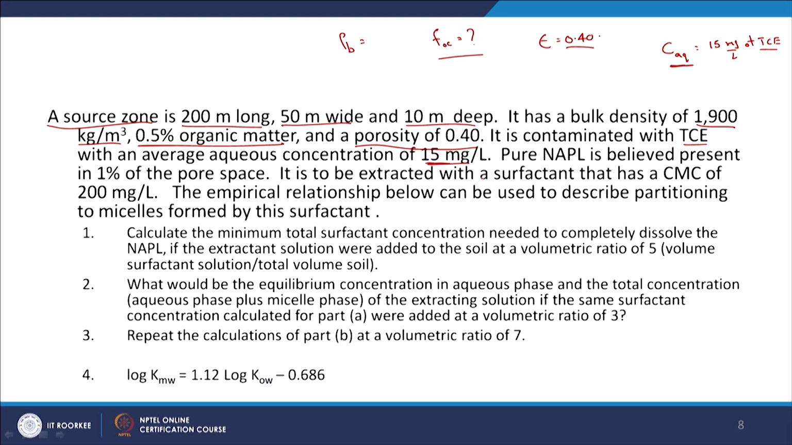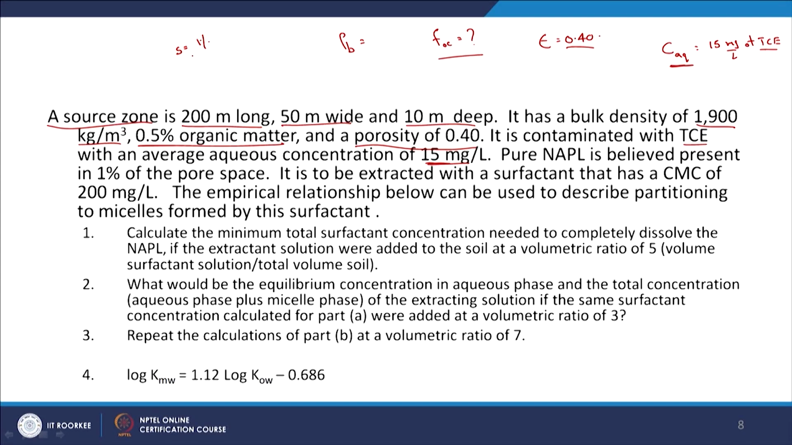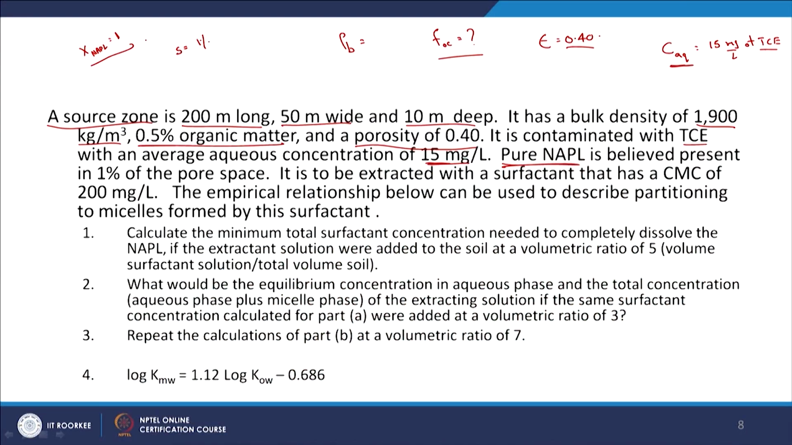And pure NAPL is present in 1% of this pore space, as in the fraction of the pore space occupied by the NAPL is 1%. Again we are saying that the NAPL is pure. So, when I say NAPL is pure, what does that mean? X NAPL, the mole fraction of that particular NAPL, is equal to 1, right. So, these are the aspects we have until now, and it is to be extracted with a surfactant that has a CMC. What is CMC?